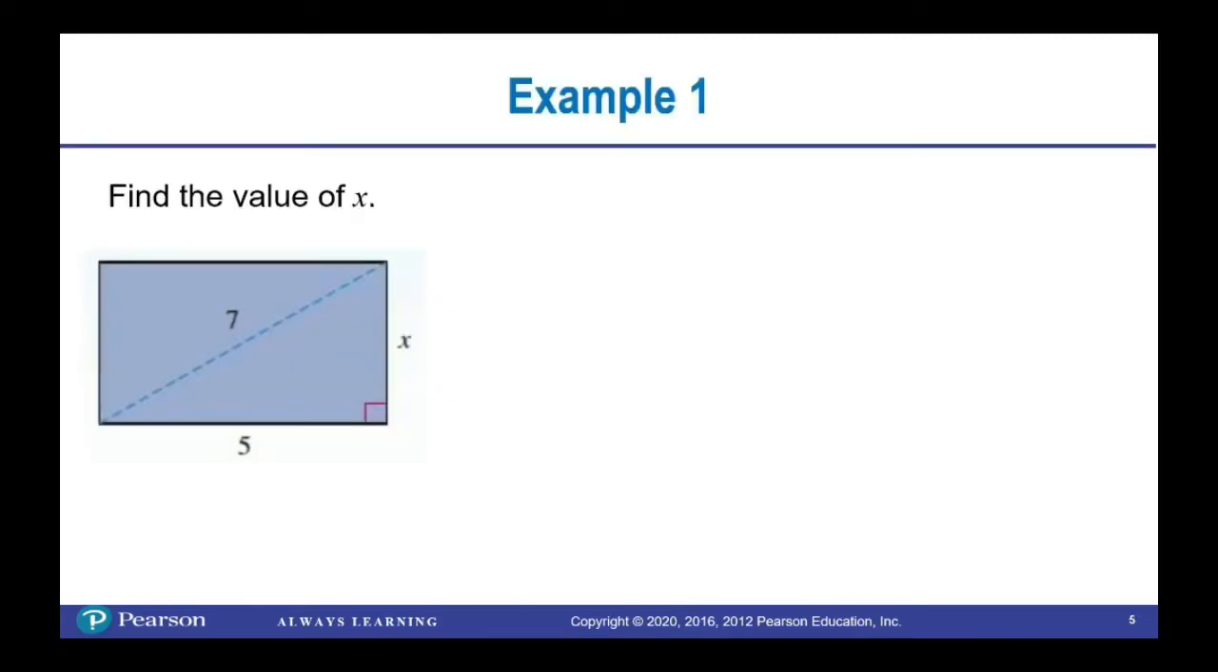In example 1, we are asked to find x. Notice that we have a right triangle, so I can use the Pythagorean Theorem: a squared plus b squared equals c squared. Label your sides on your triangle. a and b are the legs of the triangle, and c is the side across from the right angle, so c here would be 7. Plug into the Pythagorean Theorem. a is 5, b is x, and c is 7. 5 squared is 25, and 7 squared is 49.